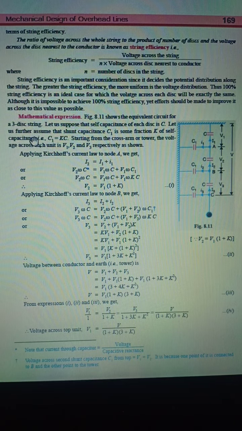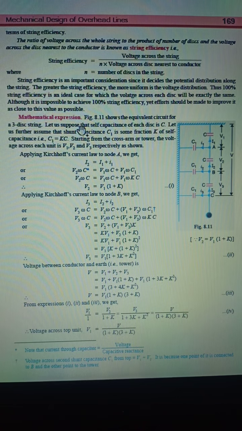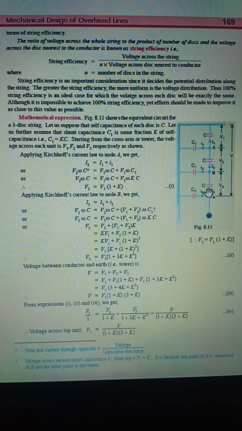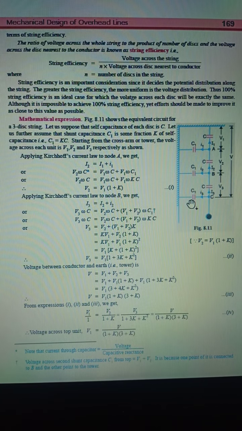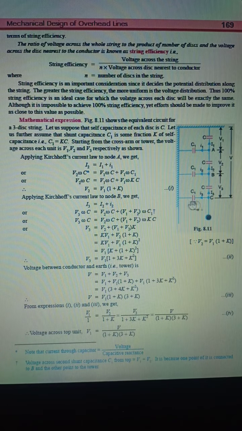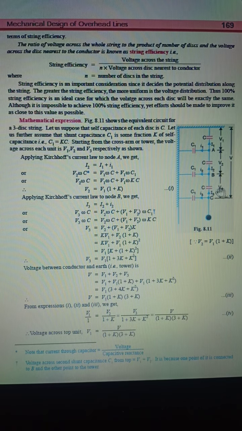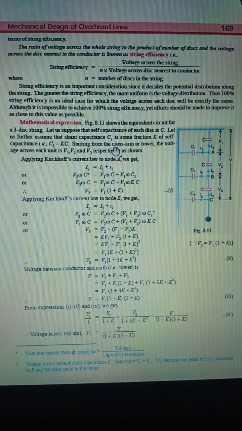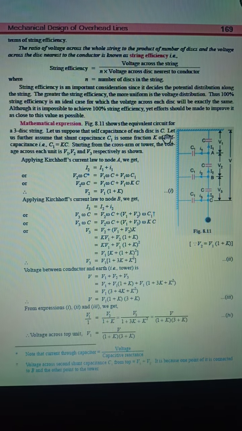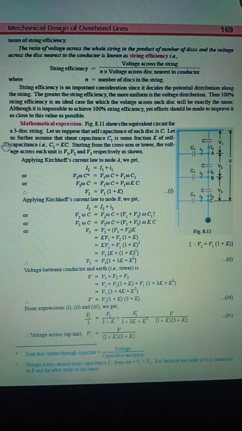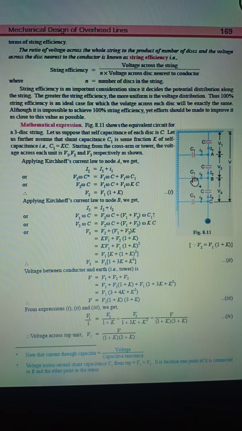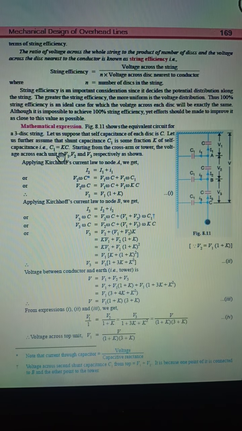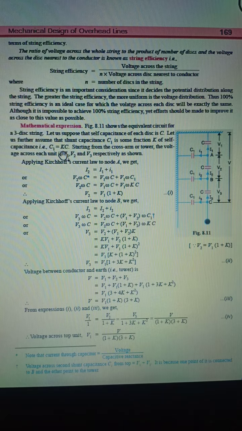Here is the mathematical expression. C is the self or mutual capacitance, capital C1 is the shunt capacitance, and these are the voltages V1, V2, V3. First, let us suppose that the self capacitance of each disc is C. Let us further assume that the shunt capacitance C1 is some fraction K of the self capacitance. So C1 equals K into C.